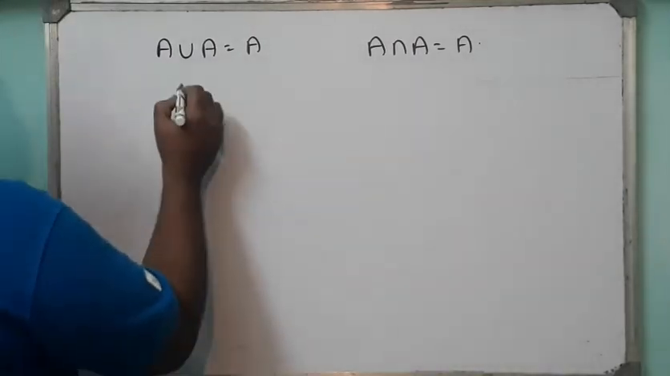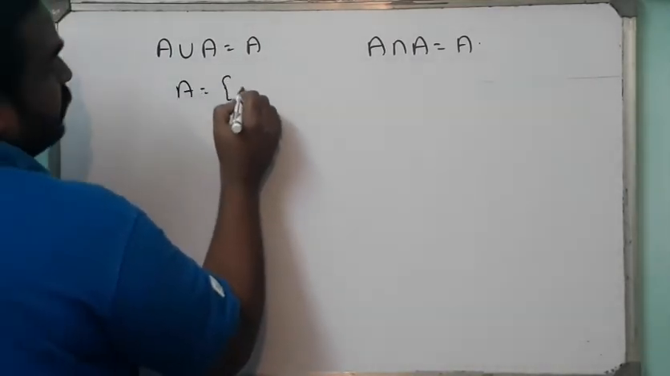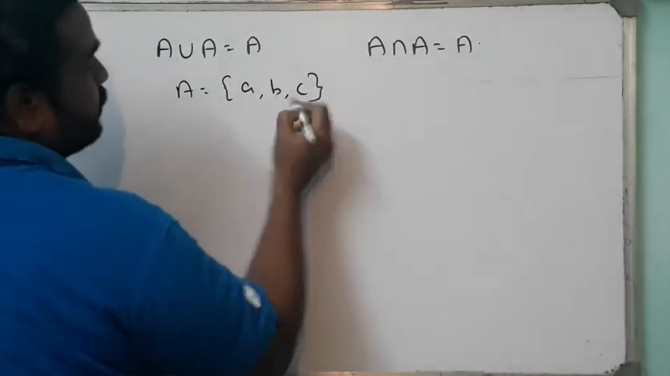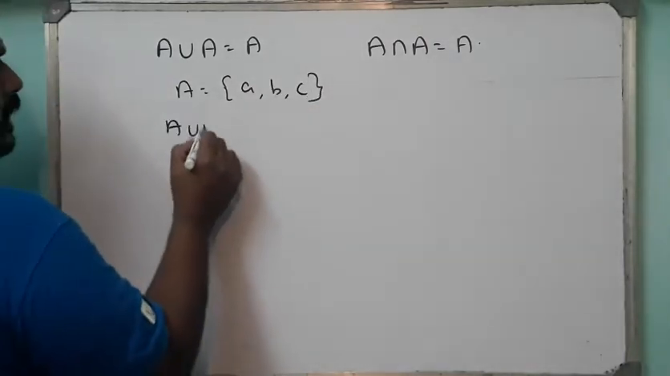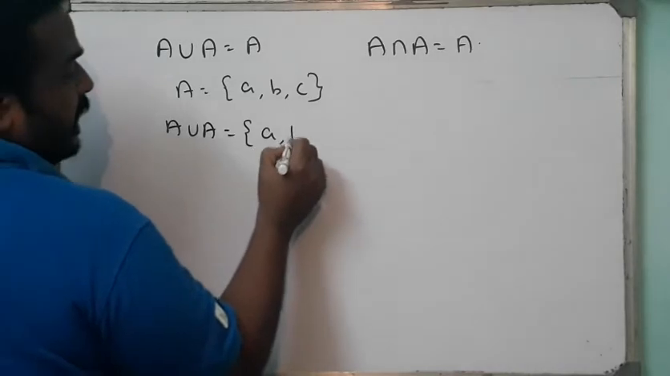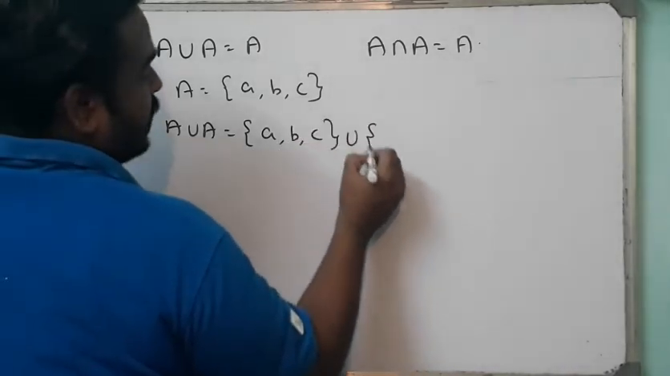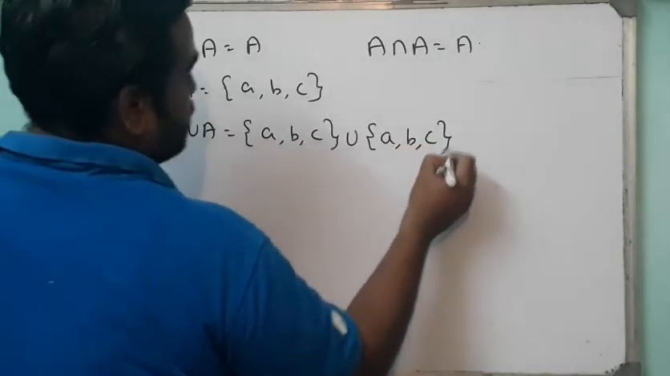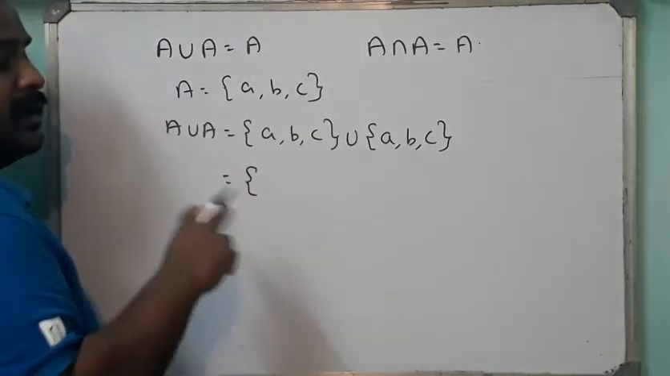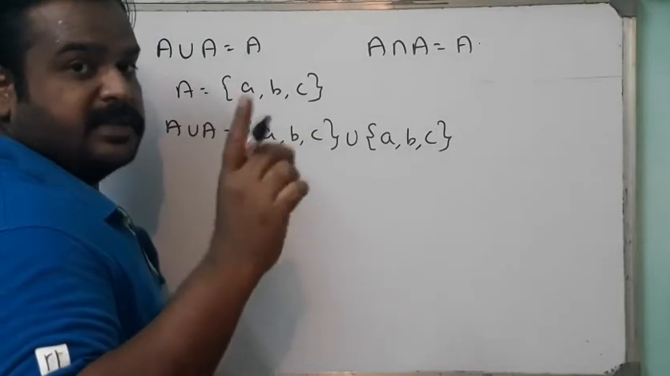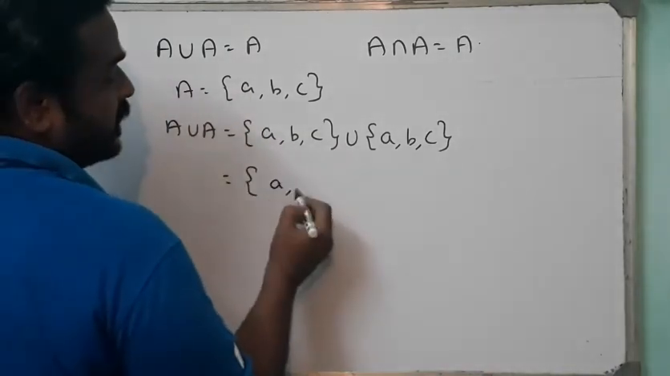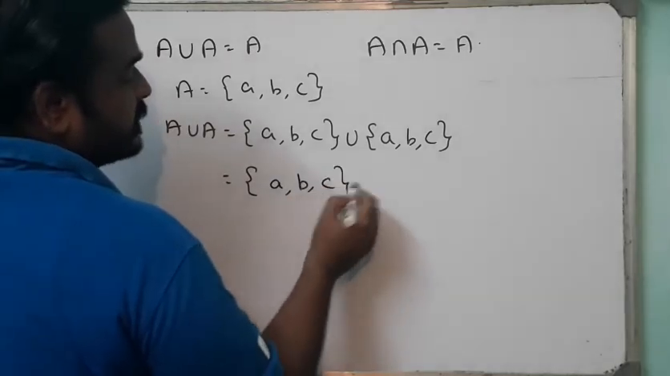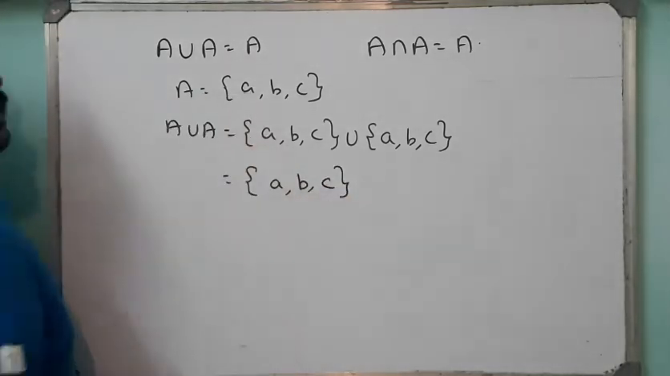Check it. Let set A be equal to {A, B, C}. So if you take A union A, both sets are {A, B, C} union {A, B, C}. If you put union, you write each element only once. It will not be repeated. So instead of two A's, one A; instead of two B's, one B; instead of two C's, one C. A, B, C. This is nothing but set A.